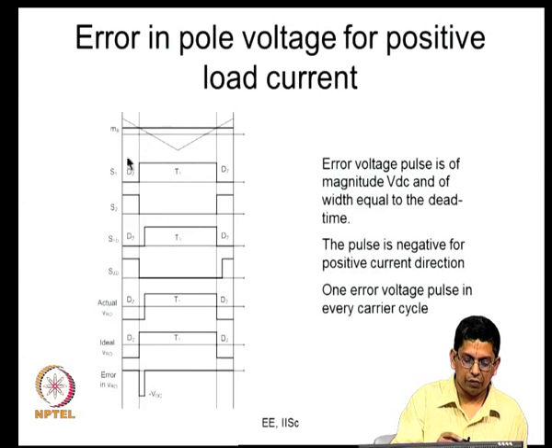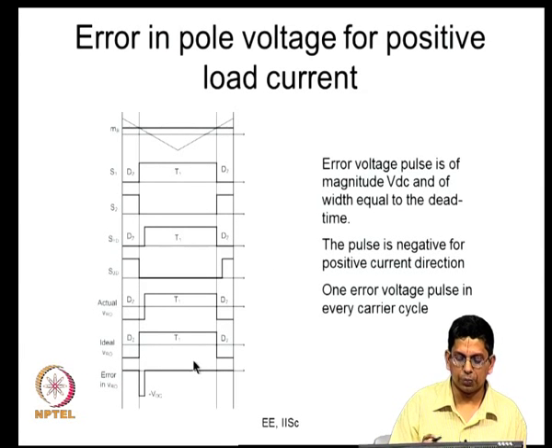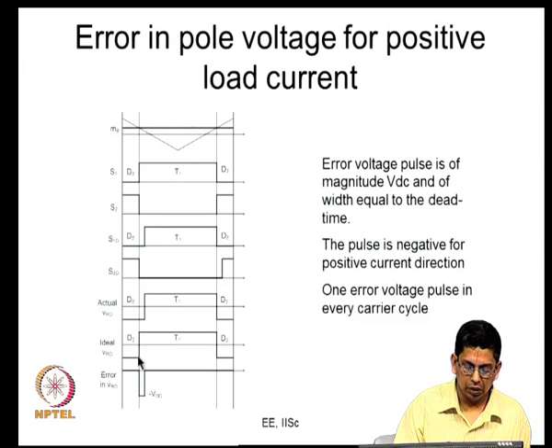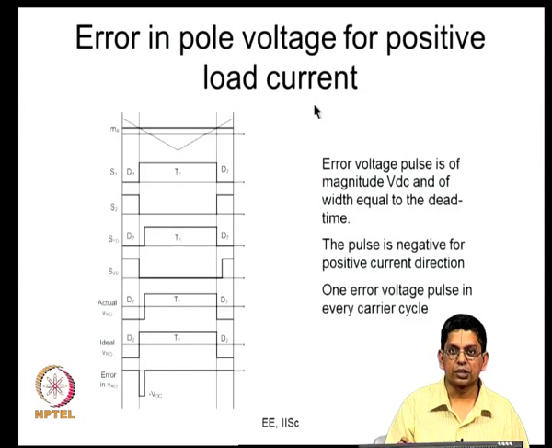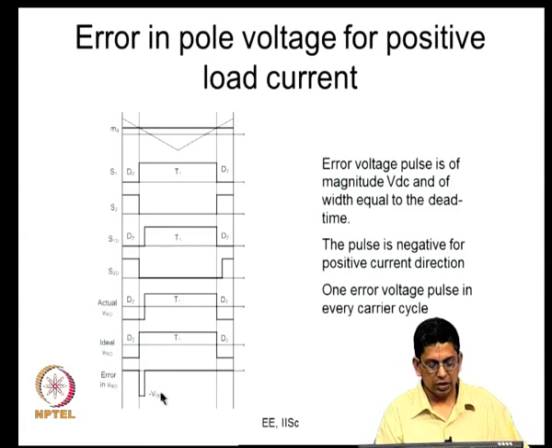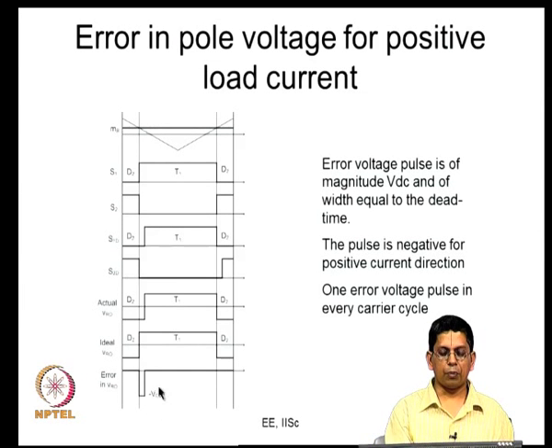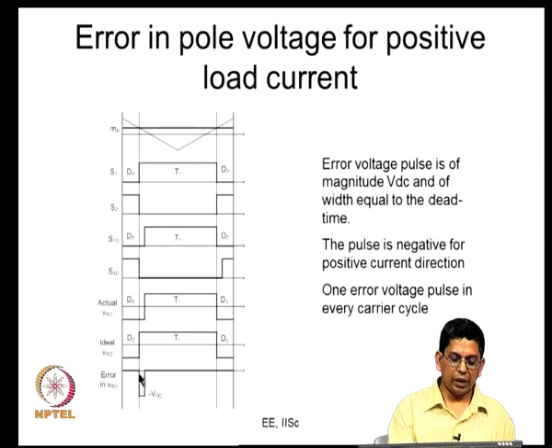What is that? Here I have reproduced the same thing that we have had before for the positive load current. Now, the low to high transition is delayed here, and therefore, you have minus VDC as the error between these two. This is for the positive direction of load current, and so the error voltage is a pulse of magnitude VDC, where VDC is the DC bus voltage, and the sign is negative here. What is the width of the pulse? The width of the pulse is equal to the delay time Td. So, you will get such a pulse in every carrier cycle.